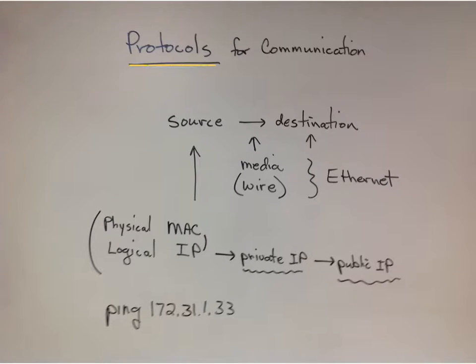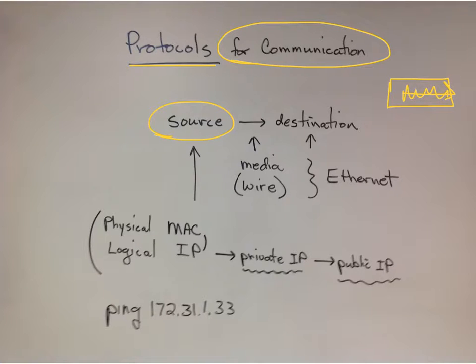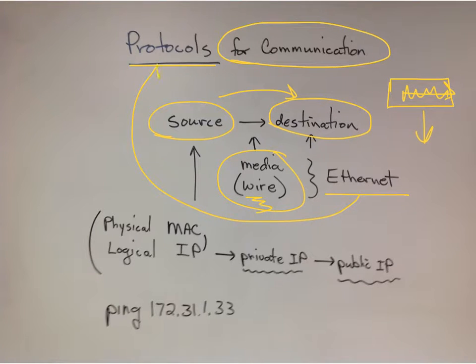Okay, protocols for communications. We have some type of rules. So for example, when we send a piece of information through a network, we somehow have to be able to read the data when it gets to the other end, from the source to the destination. In between there, it goes across something. For example, Friday we talked about wire, and Ethernet is the protocol. So there's some rules.